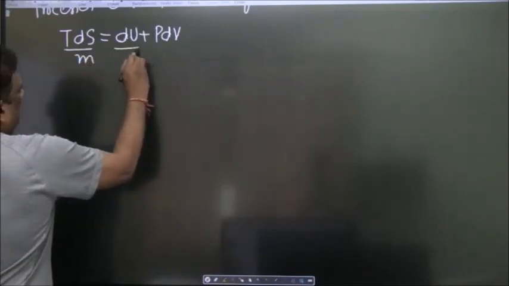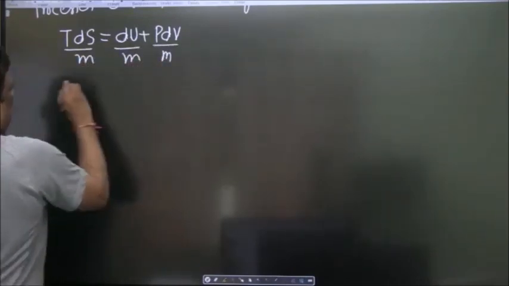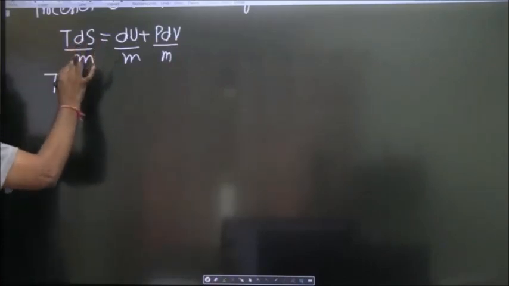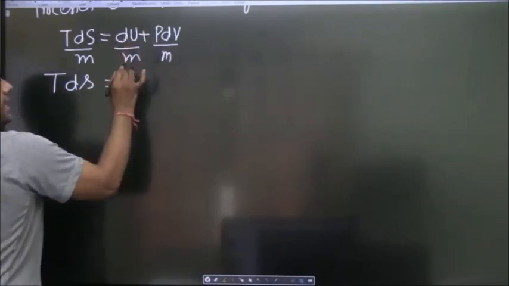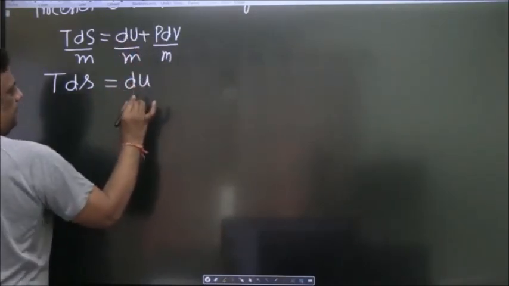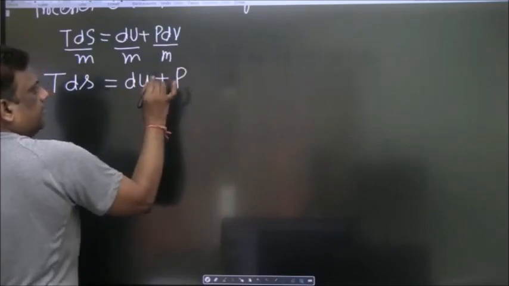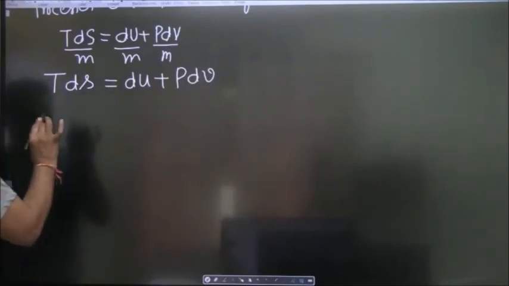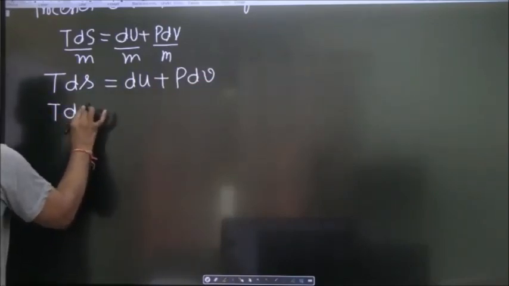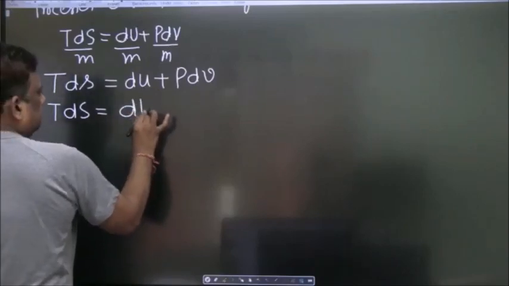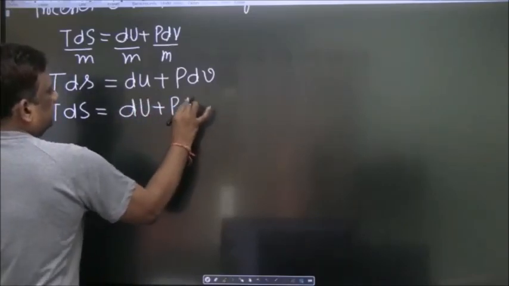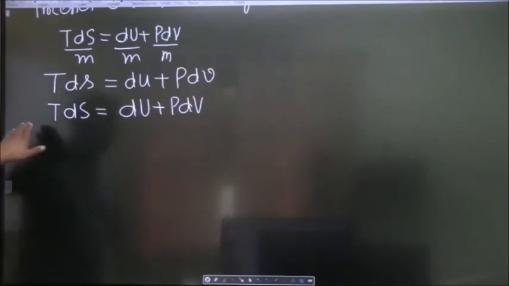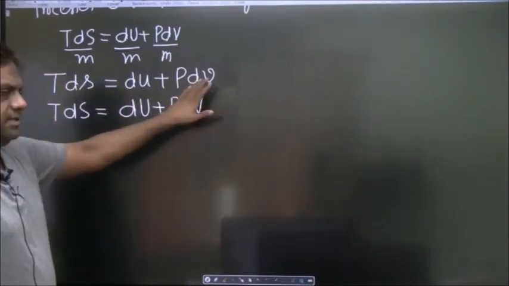Now I'll divide by mass. So what do I get? T is T. Entropy by mass, I'll write it as specific entropy. Internal energy by mass, small u, specific internal energy. Pressure is P. Volume by mass is specific volume. It means I can write the equation like this or like this.